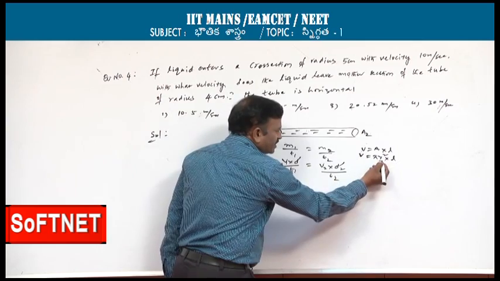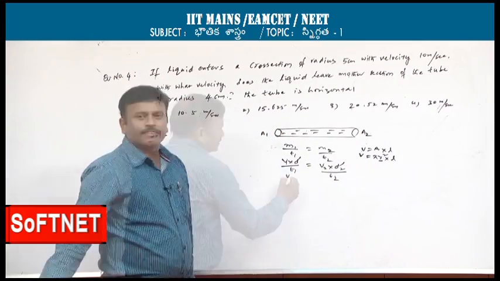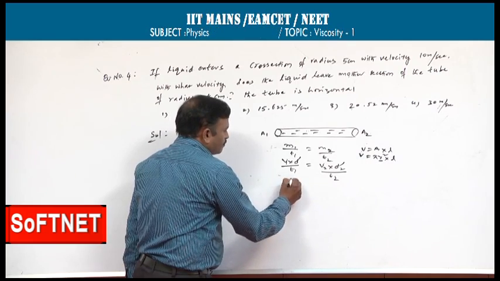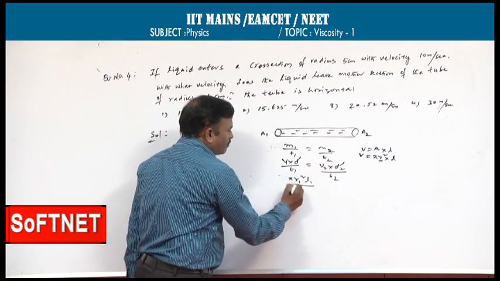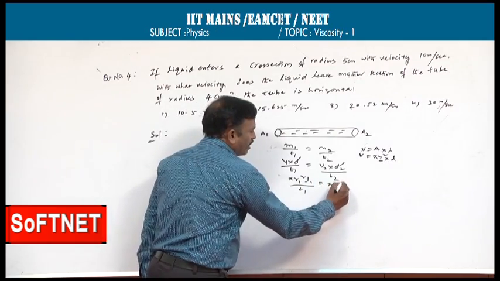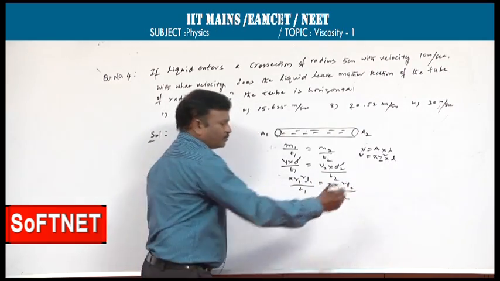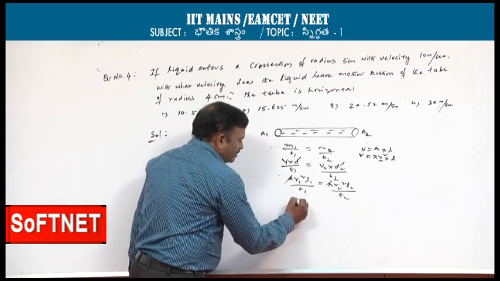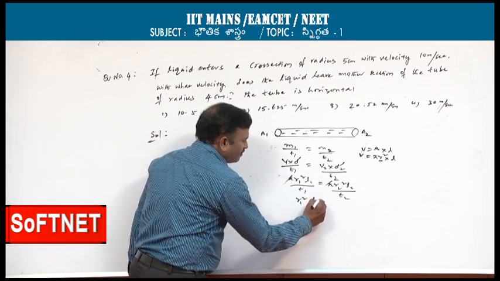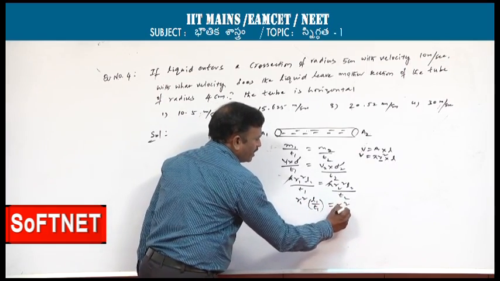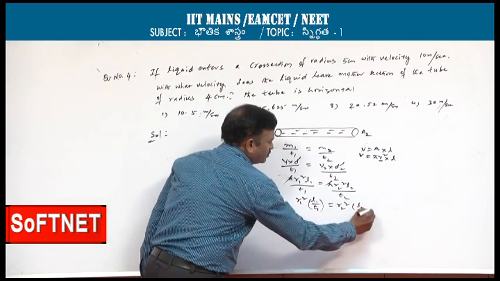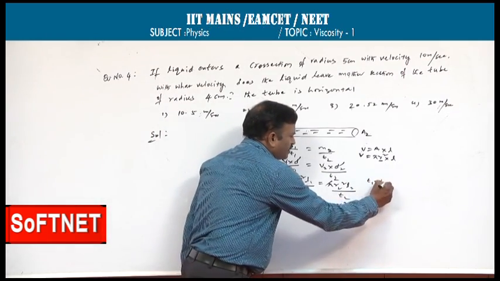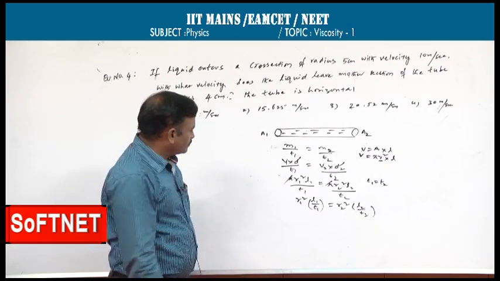Here which is changing? The radius of cross section is changing. We can write pi R1 square L1 by T1 equals pi R2 square L2 by T2. Pi will get cancelled. R1 square L1 by T1 equals R2 square into L2 by T2. Of course, T1 is equal to T2 for the same 1 second.